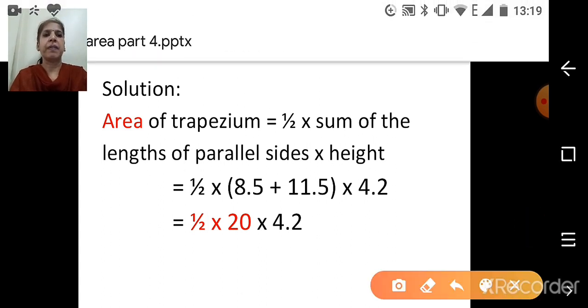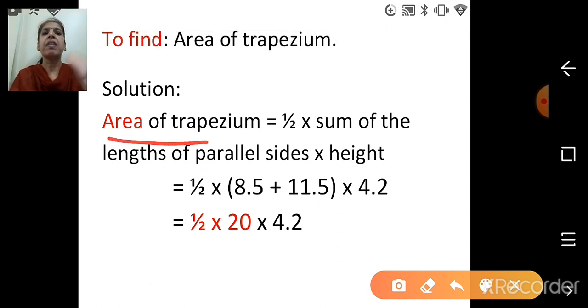So solution. First, what we will write? Formula. Area of trapezium. So what is the formula, children? It is half into sum of the lengths of parallel sides into height. Formula of area of trapezium is half into sum of the lengths of parallel sides into height.